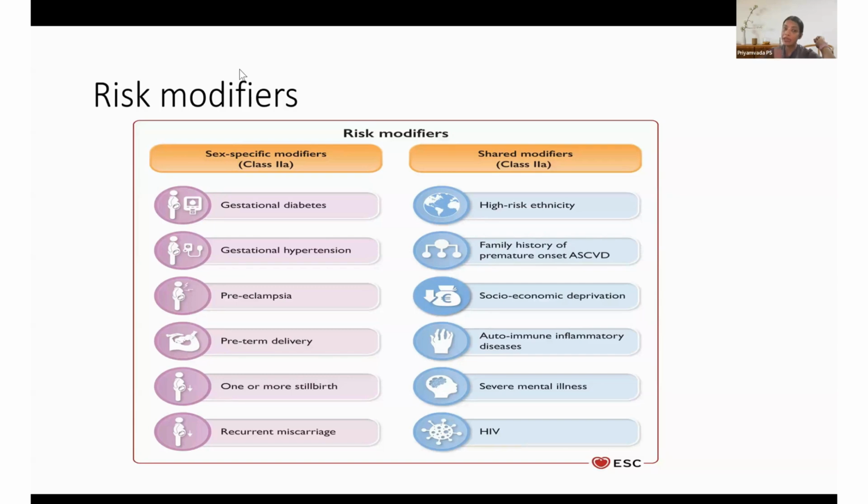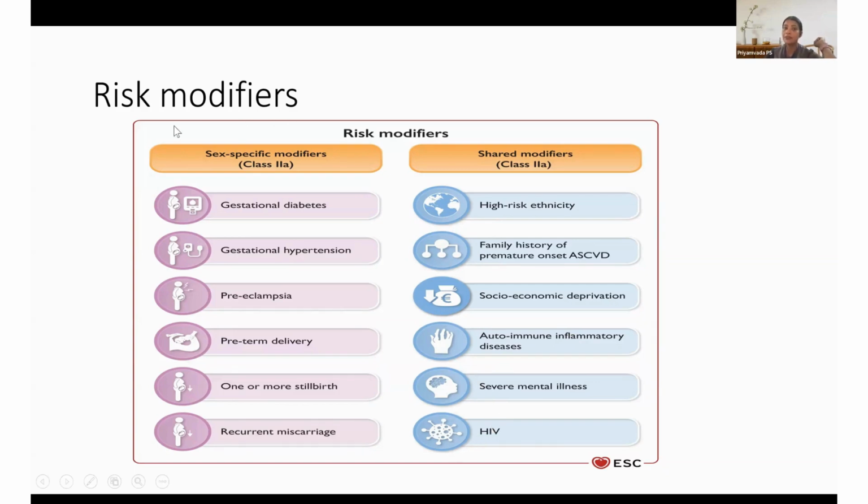And again, even if you are using the calculator and the 10-year risk is lower, you have to look at some other factors that act as risk modifiers. One is South Asian ethnicity. Then always ask for premature history of atherosclerotic vascular disease in the family, low socioeconomic status, and autoinflammatory diseases. For example, someone with treated lupus. Even after treated lupus, the patient might not be on immunosuppression. That patient is considered as having the highest cardiovascular risk. Then mental health issues and HIV status.